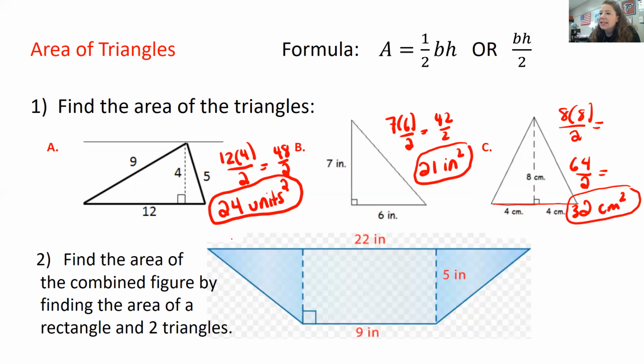However, they want us to think of this really as a rectangle in the middle and two right triangles. Do you see that? So we're going to find the area of the rectangle, then find the area of the two triangles, and then to get the area of the whole figure, we're going to add up all of those areas.